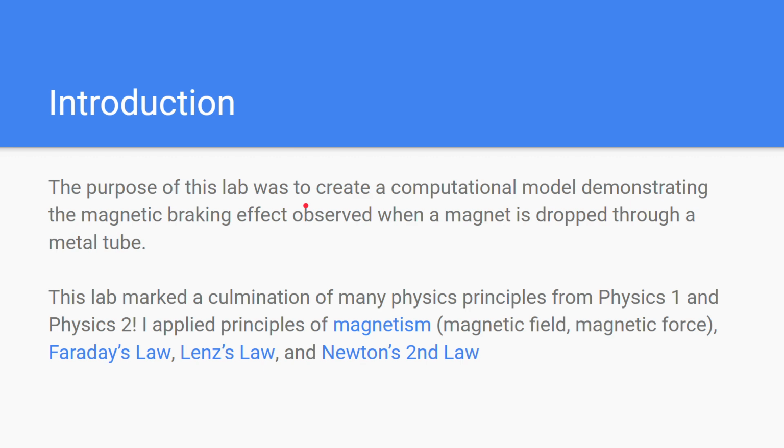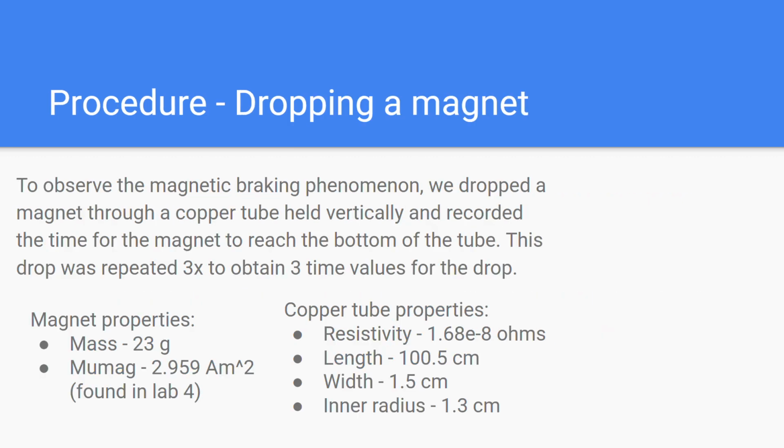So to begin, the purpose of this lab was to create a computational model demonstrating the magnetic braking effect observed when a magnet is dropped through a metal tube, the metal in this case being copper. This lab marked a culmination of many physics principles from Physics 1 and Physics 2. I applied principles of magnetism, including magnetic field and magnetic force, Faraday's law, Lenz's law, Ohm's law, which is not mentioned here, and Newton's second law, which we learned in Physics 1.